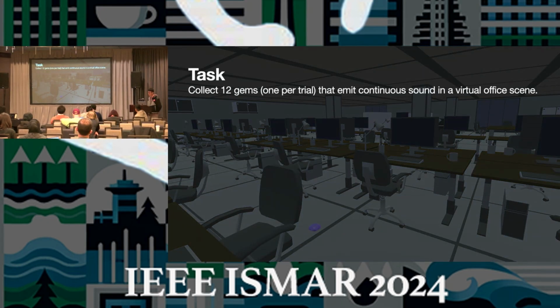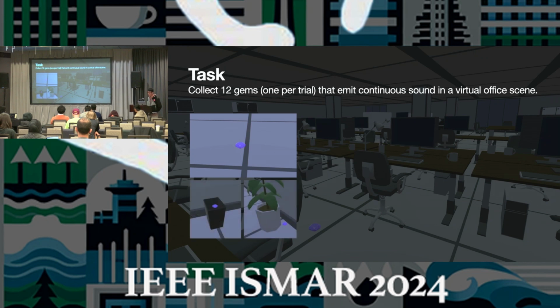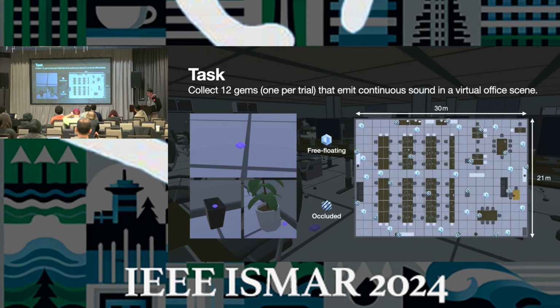Participants were tasked with performing a search activity in a virtual office environment. In each condition, they were instructed to locate and collect 12 gems that emitted a continuous sound. To reflect the range of real-world search scenarios, the 12 gems were divided into 2 categories: free floating gems above the ground with no occlusion around them, and occluded gems hidden behind objects like trash cans and plants. The locations where the gems were placed were randomly sampled from pre-configured locations, as shown in the map.